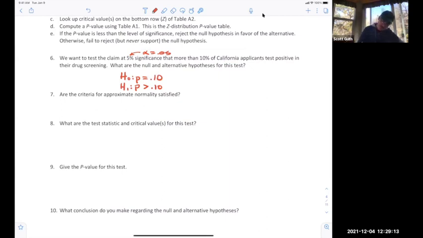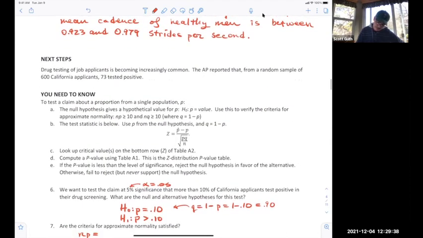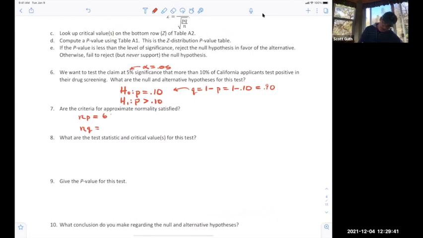Okay, then the criteria, remember we just said that NP and NQ have to be at least 10. So if P is 10%, then I think it's pretty clear Q is 1 minus P. So this will be 1 minus 0.10, and that's 90%. So NP is going to be N, 600. Yeah, so we got 600 applicants times P, which is 0.10, and of course 10% of 600 is 60, and that's greater than or equal to 10. And Q will be 600 times the complement of 10%, which is 90%.